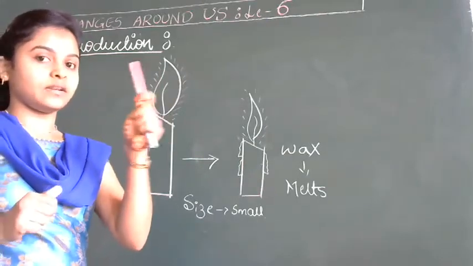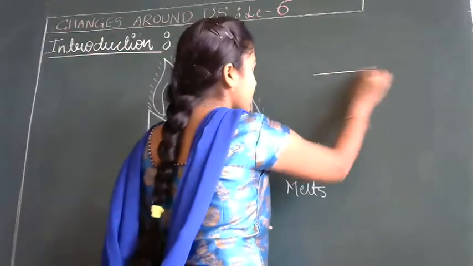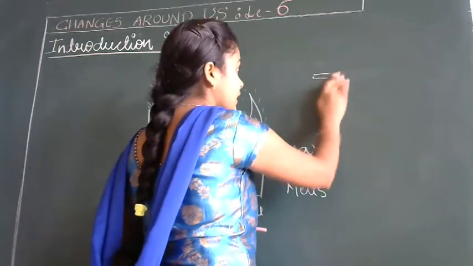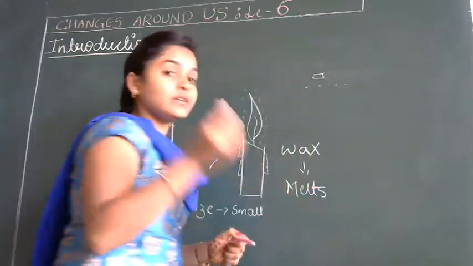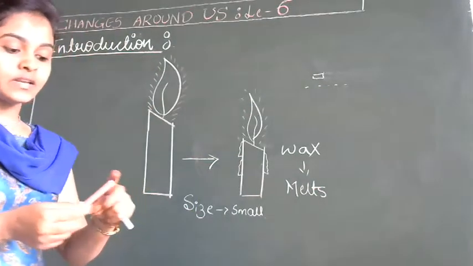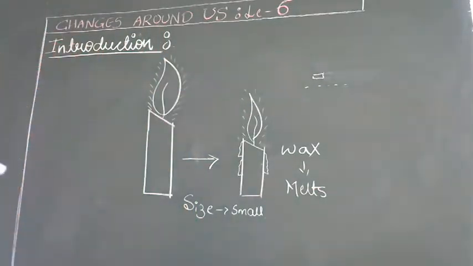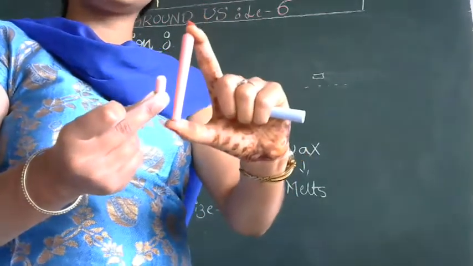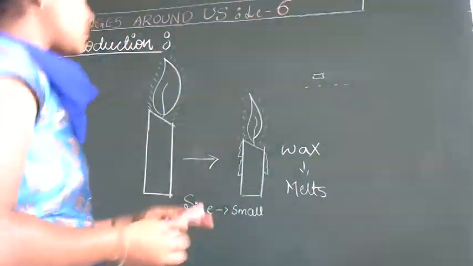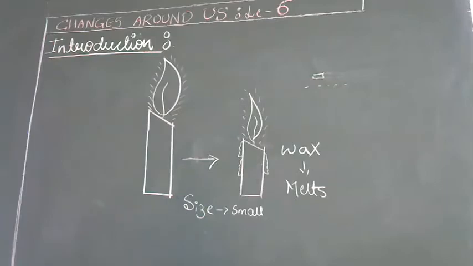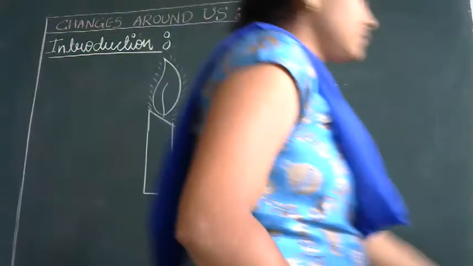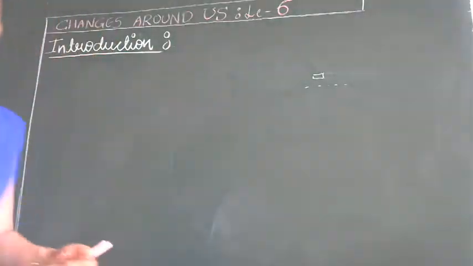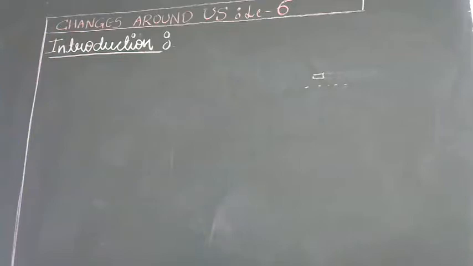You can see the chalk, right? I'm using the chalk. As I use this chalk, it will also start reducing as I go on writing on the board. The size of the chalk will decrease. Suppose this was the initial chalk. As I go on writing, the size of the chalk will decrease. It will also get reduced. So this is also one kind of change. Now again, what changes can you see? What all changes can you see around you? These are some changes I have told, right?